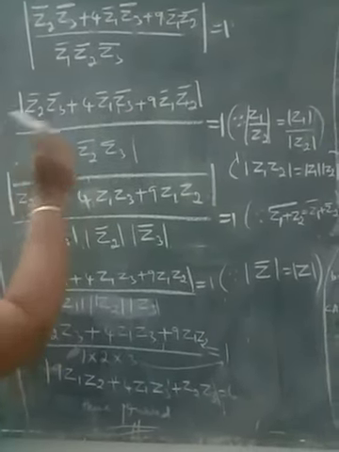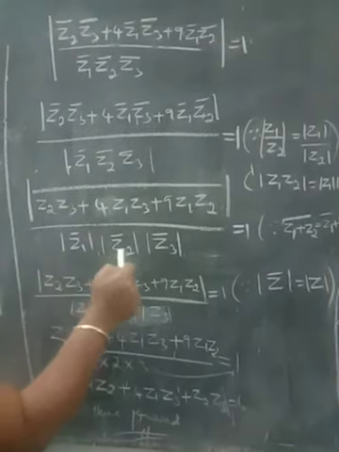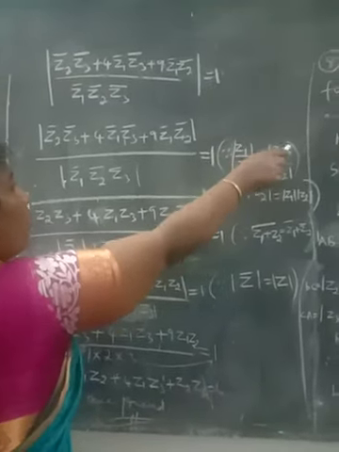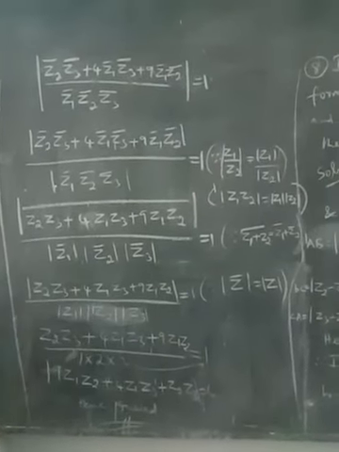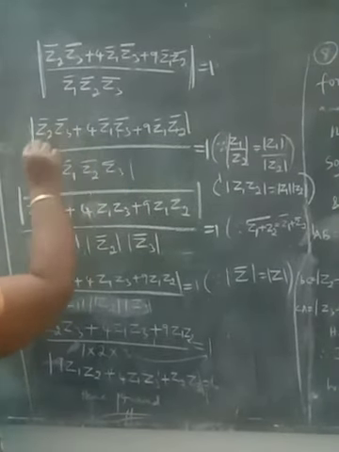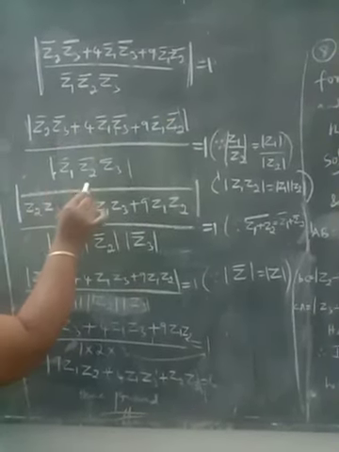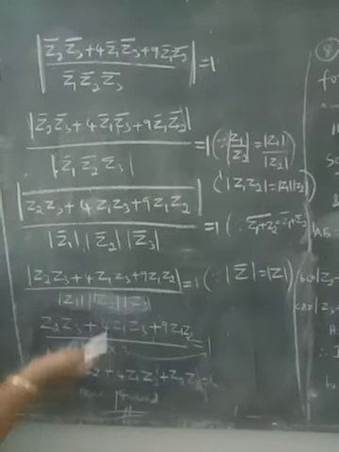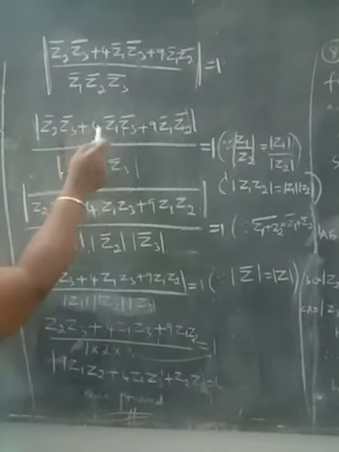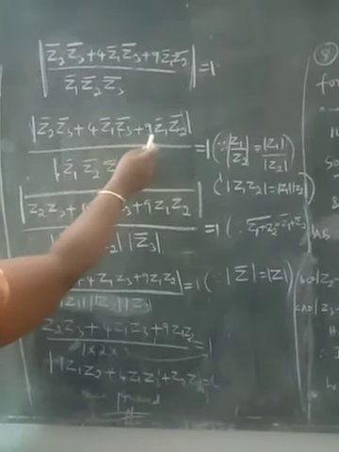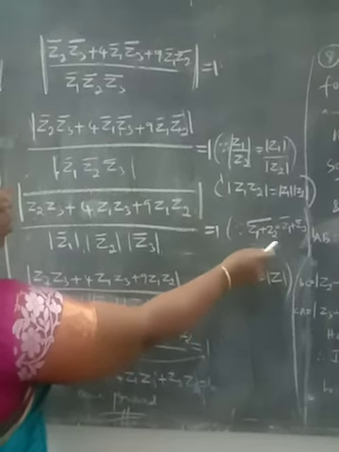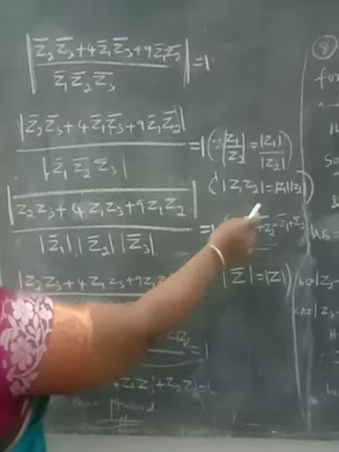See, here again one property. Modulus of Z1 by Z2 can be written as mod Z1 by mod Z2. So, here the whole modulus, so we are going to write this as separate modulus, numerator and denominator. So, write using this property. Then again, see, Z2 bar, Z3 bar plus 4 Z1 bar, Z3 bar plus 9 into Z1 bar, Z2 bar now. See this concept, we are going to use: Z1 plus Z2 the whole bar.